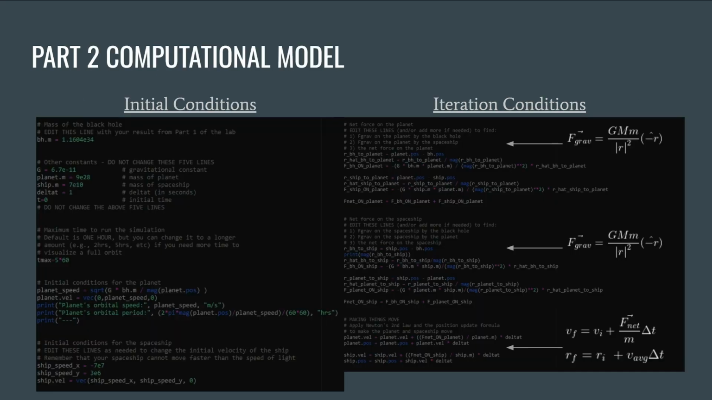For part 2, we use the mass of the black hole found in part 1, as well as the other conditions, such as the gravitational constant, mass of the planet, mass of the ship, and the change in time. The max time can be changed to show the path of the ship. The iteration steps revolve around finding the gravitational force on the ship based on the surroundings and adding those forces up to update the velocity and position of the ship.